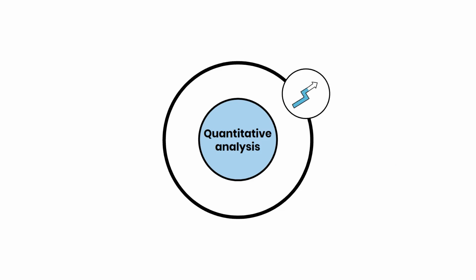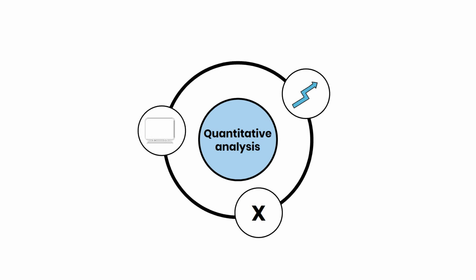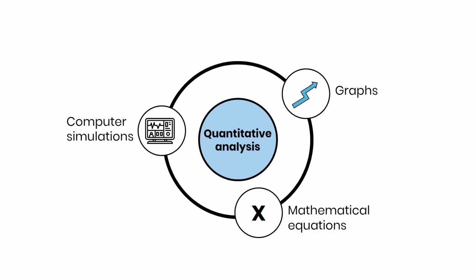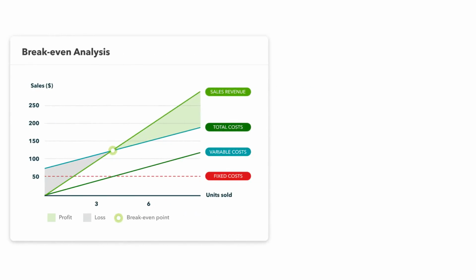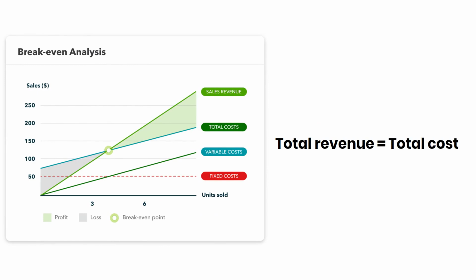Models are simplified representations of real-world situations that help analysts understand complex systems and predict outcomes. In quantitative analysis, models can take various forms, such as mathematical equations, graphs, or computer simulations. These models are used to analyze data, test hypotheses, and evaluate different scenarios. For example, a break-even analysis model helps businesses determine the point at which total revenue equals total cost, indicating no profit or loss. This point is known as the break-even point and is crucial for making informed financial decisions.